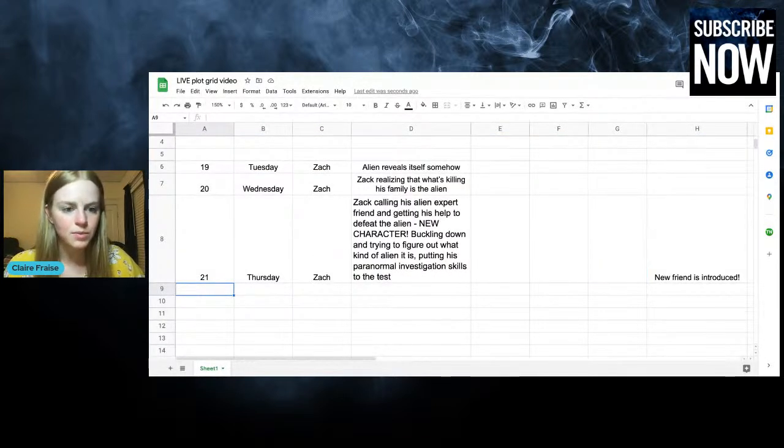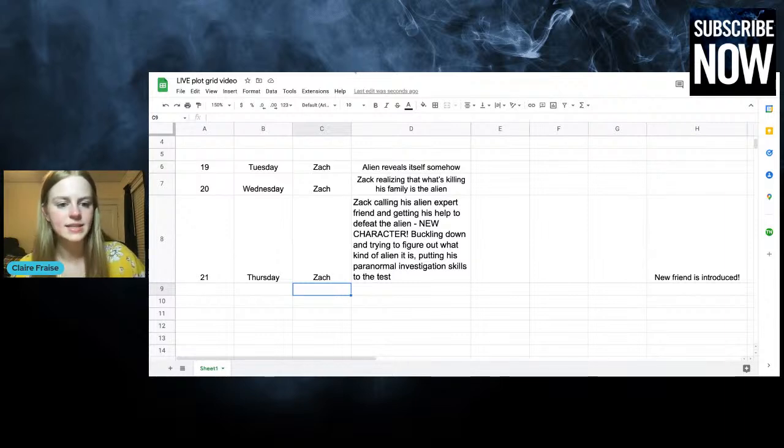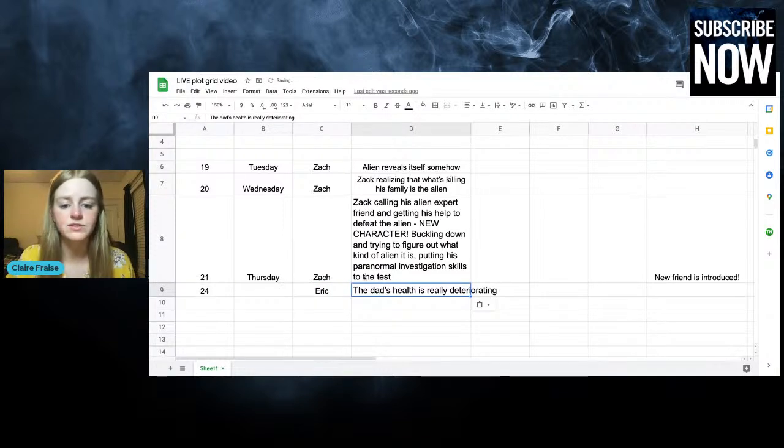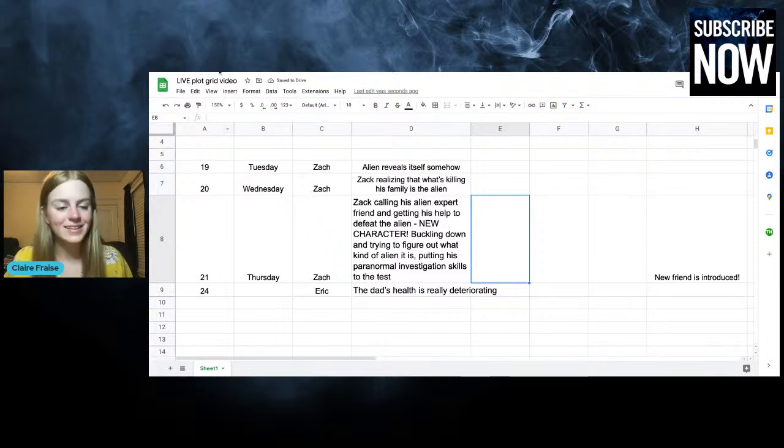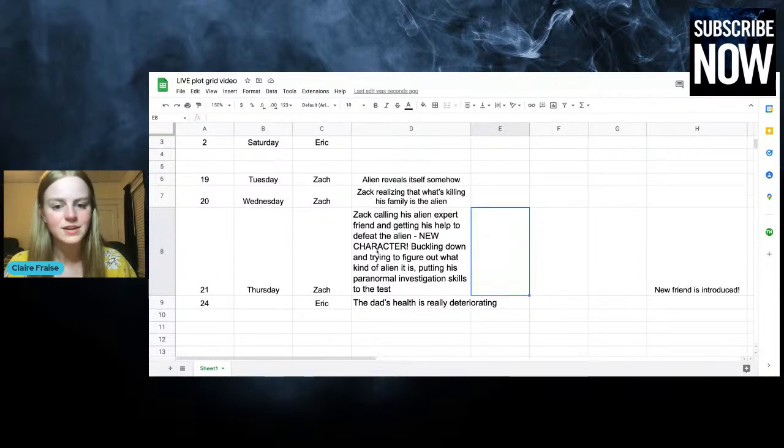Our next plot point that we had, Whiff of Death, is when the dad's health is really deteriorating. So maybe you want to have that in chapter 24. You can even have that from Eric's point of view. We have to figure out how long the alien is going to possess Eric. There are a lot of questions still that have yet to be answered, that we would have to figure out if we were actually writing this as a book. Then we'd have the ultimate boon, the climax and the all hope is lost, and then the resolution and all of that stuff.